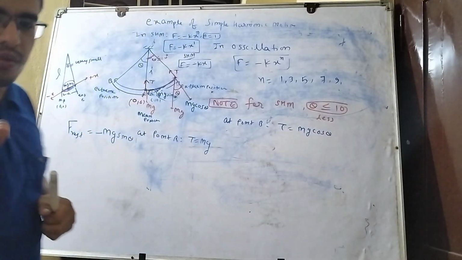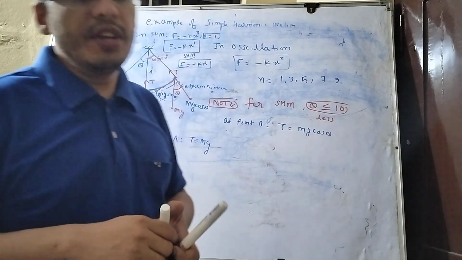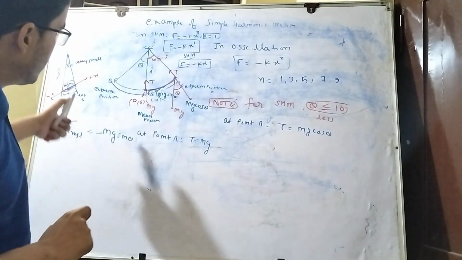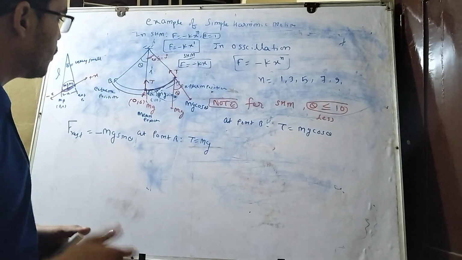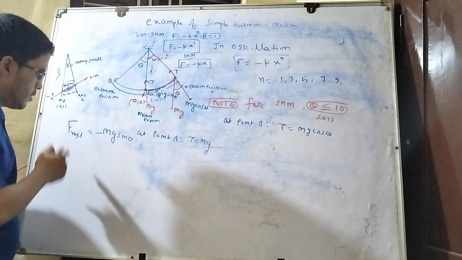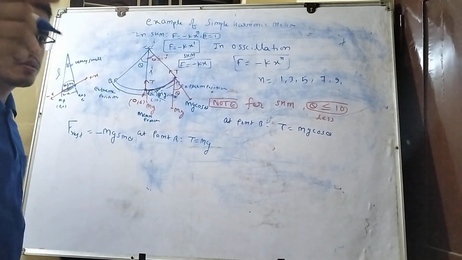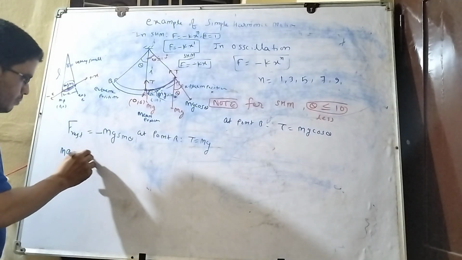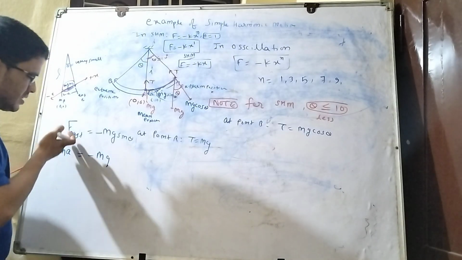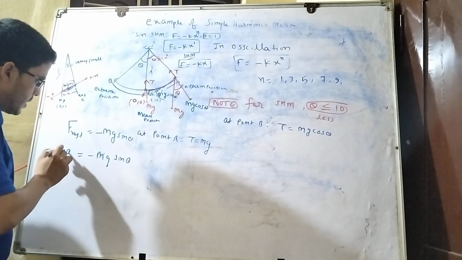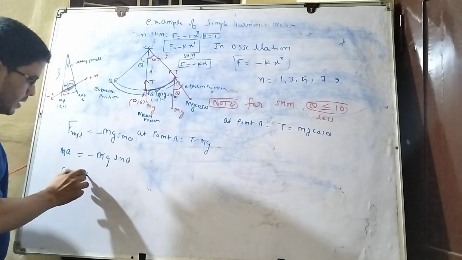Force is actually a vector quantity, so if I am writing the force value, I have to denote the negative sign also. Let us now start the derivation. What is the force value? Mass into acceleration equals minus mg sin theta. The m cancels out, so a equals minus g sin theta.